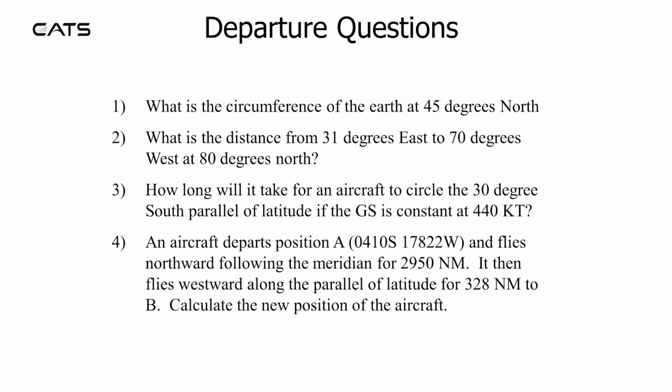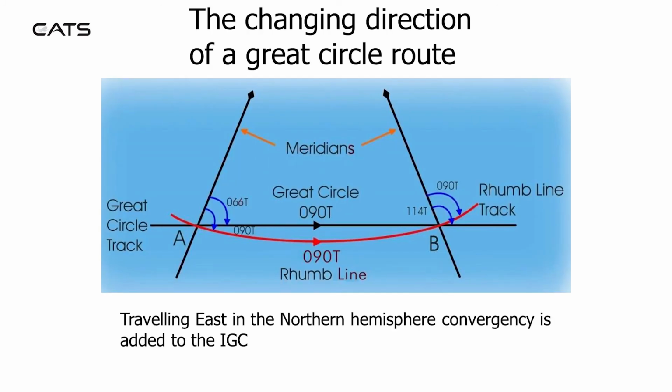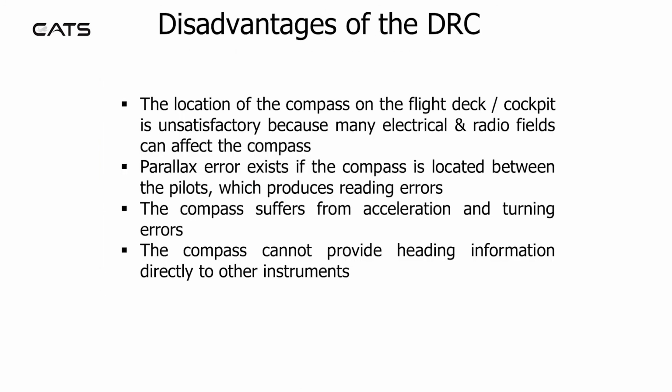An aircraft departs position A, 04°10' south, 178°22' west, and flies northward along the meridian for 2,950 nautical miles. It then flies westward along the parallel of latitude for 328 nautical miles to B. Calculate the new position of the aircraft. The changing direction of a great circle route. Travelling east.